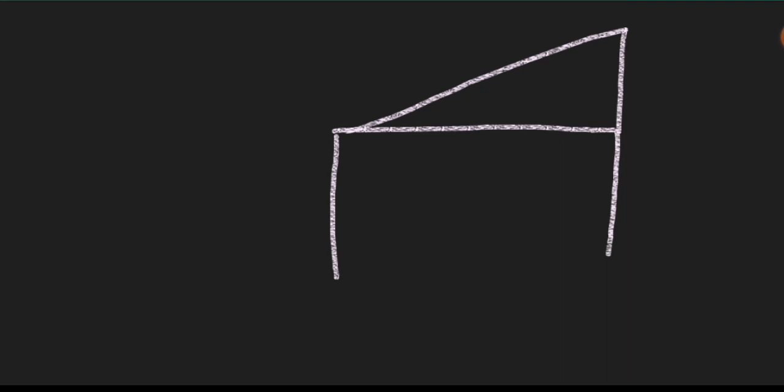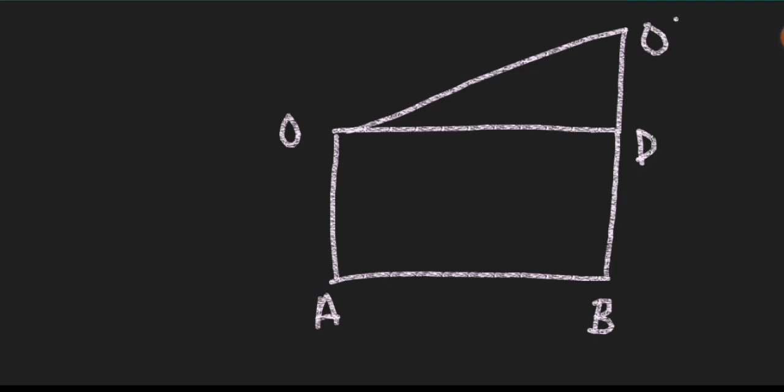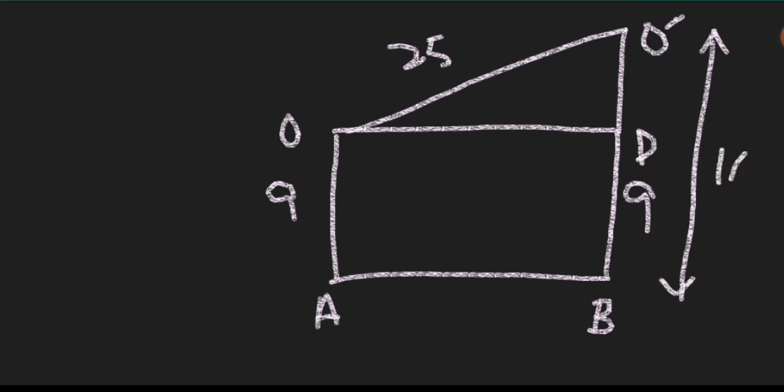Here I will take the figure like this. Suppose now the figure became like this. This is A, this is B, this is D, and this is O, and this is O dash. This side is 25, this side is 9, again this side will be 9, and this side OB is total 16. Now this O dash B is equal to 16, and it's the combination of two different line segments, that is BD and DO dash.